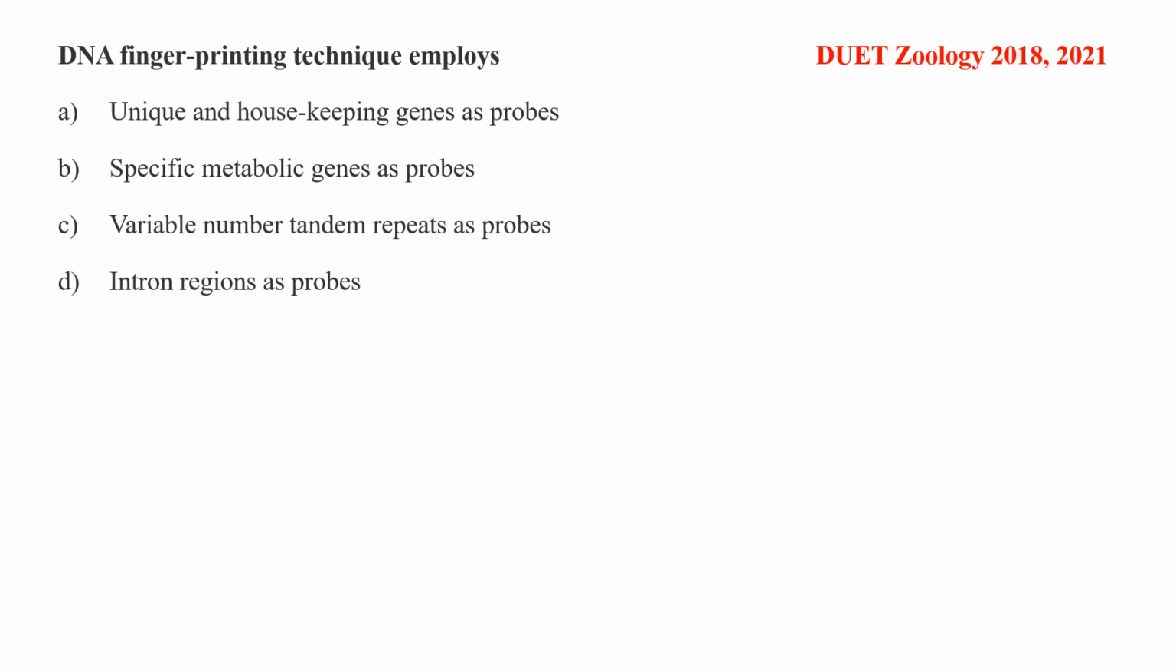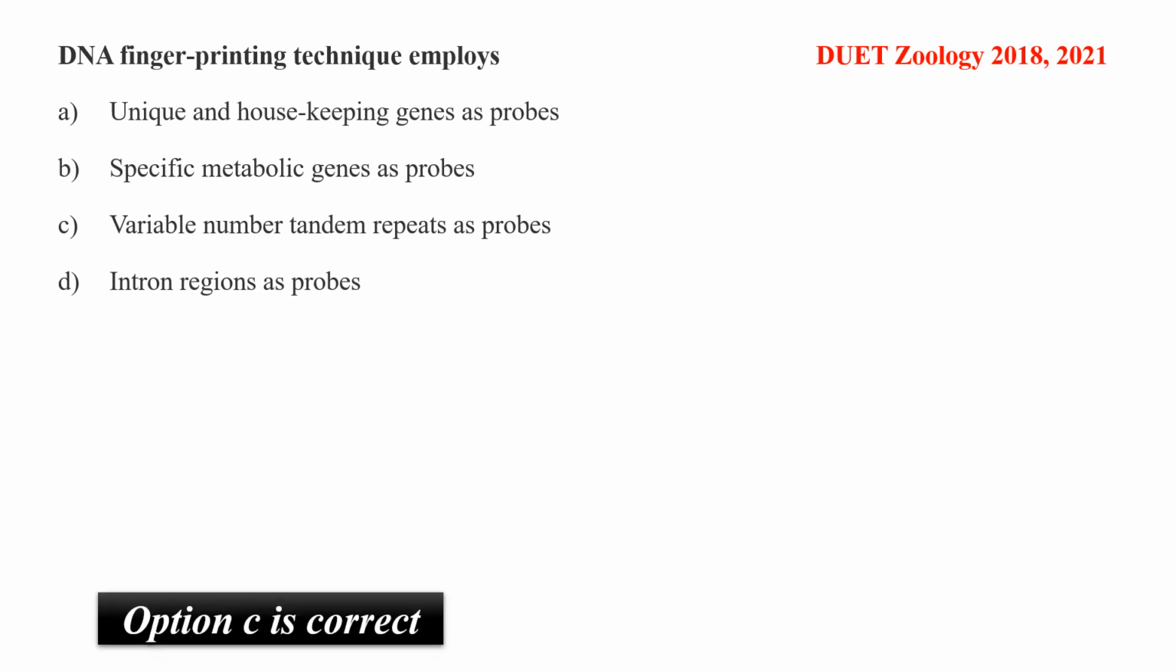DNA fingerprinting technique employs unique and housekeeping genes as a probe, specific metabolic genes as a probe, VNTRs, or intron regions as probes. DNA fingerprinting involves identifying the differences in the number of some specific short nucleotide repeats like VNTR, which may be different in different persons. Hence, the DNA fingerprinting technique employs the VNTR sequences as a probe.